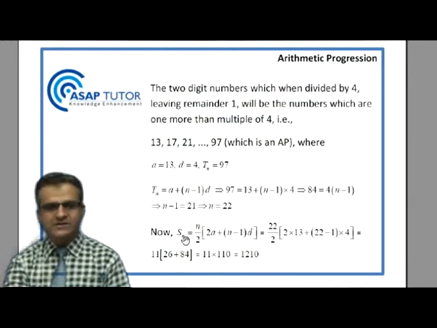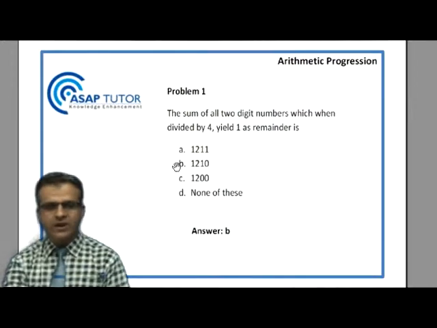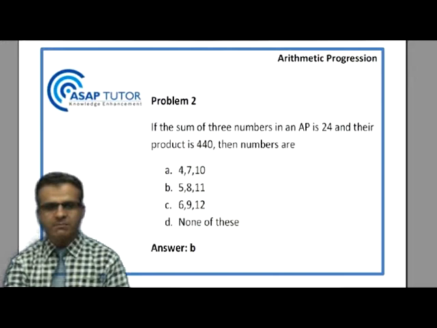Now we want to find the sum. The summation formula Sn is equal to n by 2 into 2A plus n minus 1 into D. Substituting the respective values, 22 by 2, 2A is 2 into 13, 22 minus 1 into 4, and solving it we get 1210. So therefore the correct answer is 1210, that is option number B.